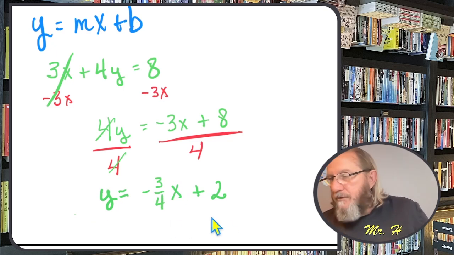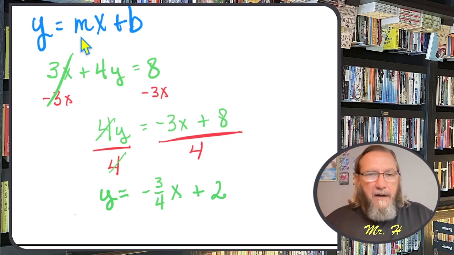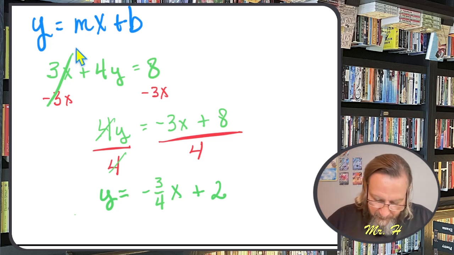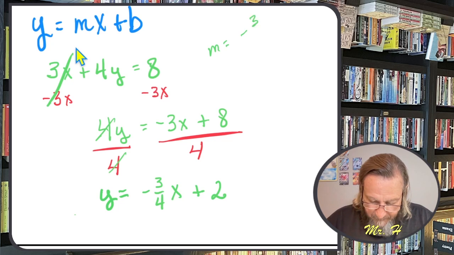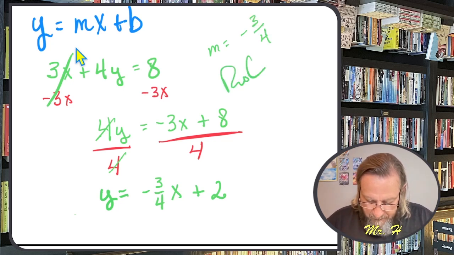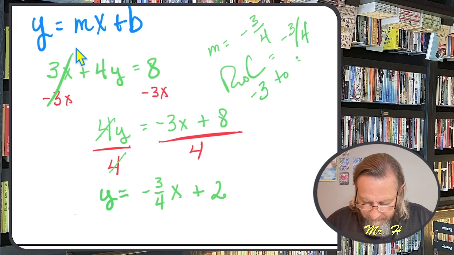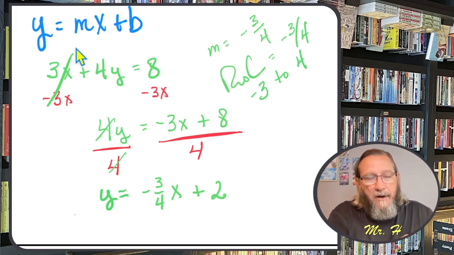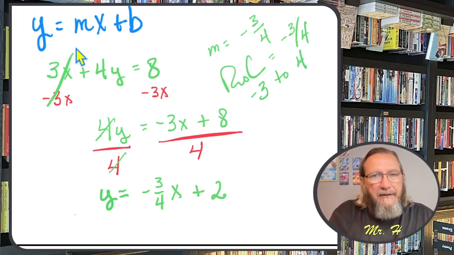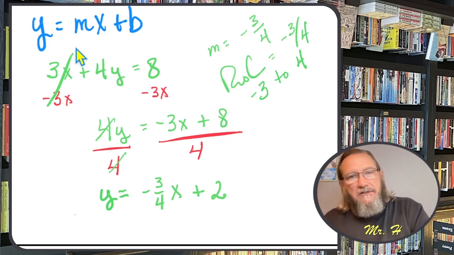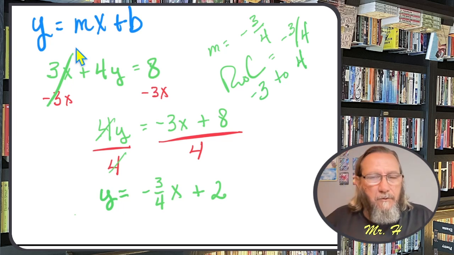So there's my form. It's now in slope-intercept form. It looks exactly like the model that we've been targeting. Okay, so what is the slope of this line? The slope of this line is negative 3 over 4. What's the rate of change? It's negative 3 to 4. One quantity is going down 3 every time the other quantity is going up 4.